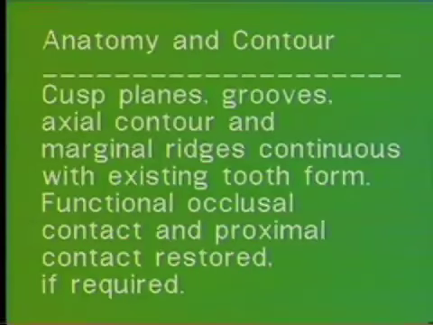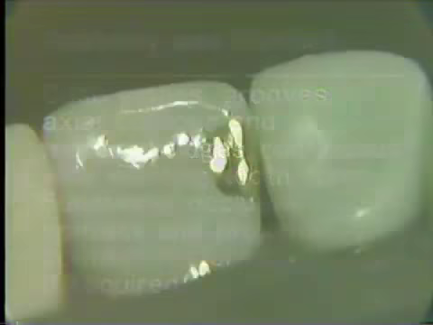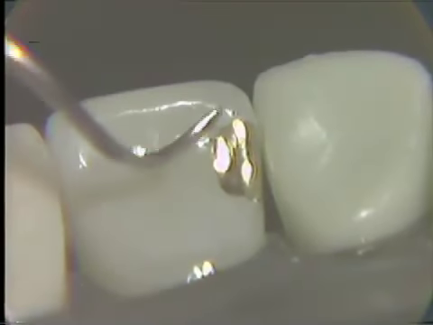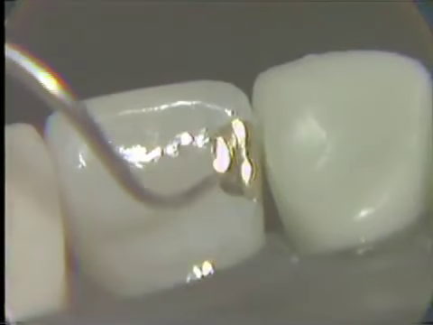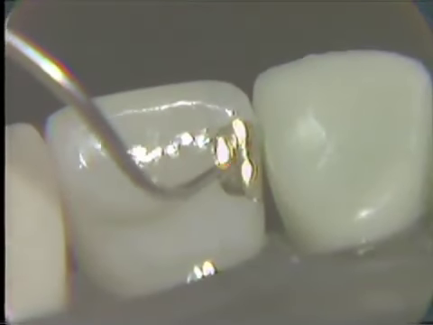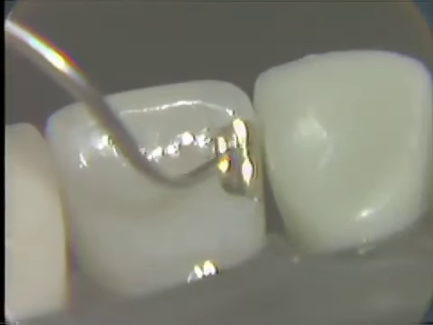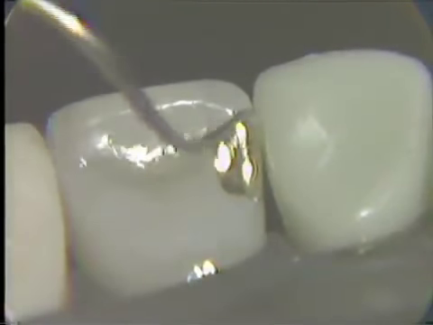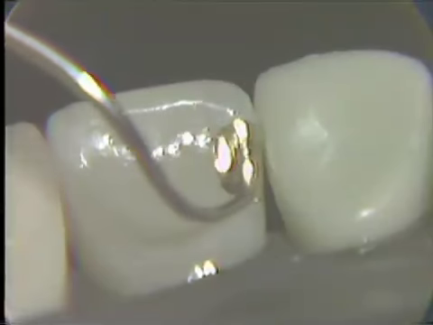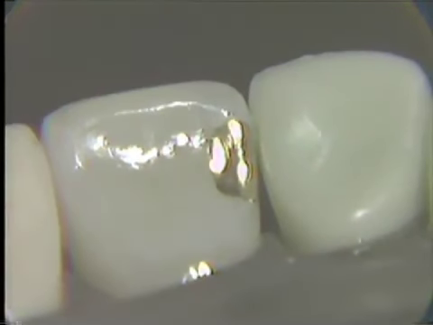The anatomy and contour: we wish the axial contour in this case and the marginal ridges to be continuous with the existing tooth form. And of course, at a later time, we'll be checking the occlusal function when the rubber dam has been removed. But as we look at the restoration, we see that there is a natural concavity in tooth tissue, and that does extend into the restoration appropriately, and there is a full marginal ridge, again, that's continuous with the marginal ridge of the tooth itself.